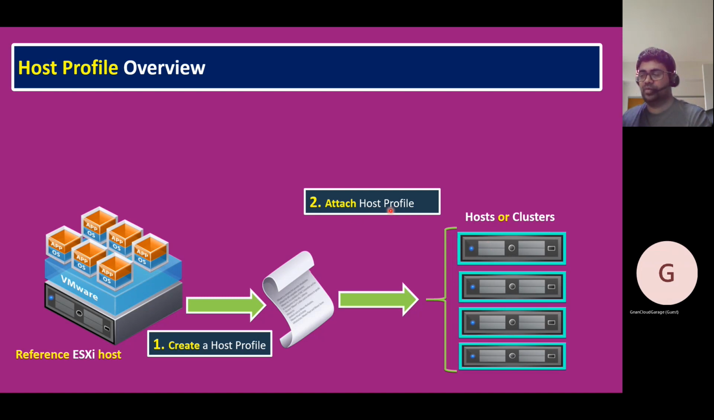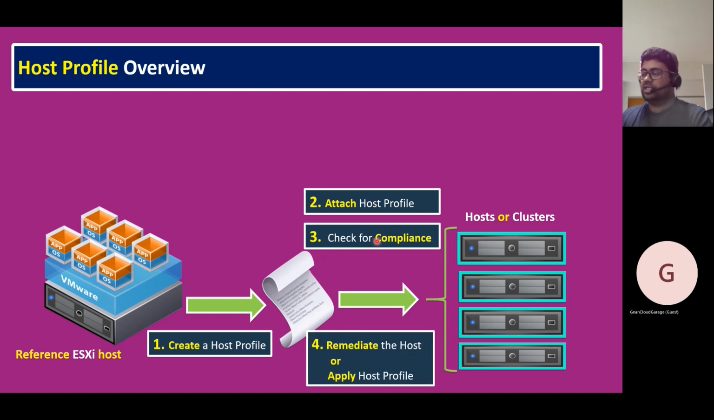Once we attach this host profile, the third step is to check for compliance. Compliance means whether all the hosts are configured similarly to our reference ESXi host or not. If there are any configuration changes, that is considered non-compliant. So checking for compliance means we have to review which hosts are compliant and which are non-compliant. That is the importance of the third step. In the fourth step, if all the ESXi hosts are compliant, there are no issues and we need not perform any action.